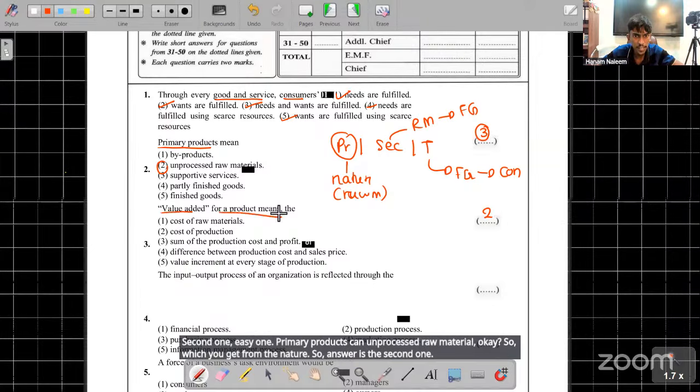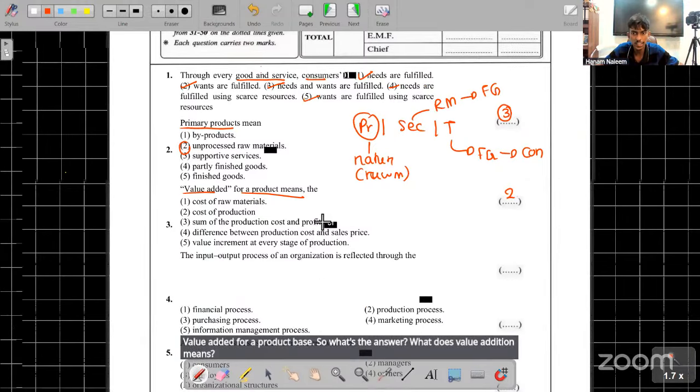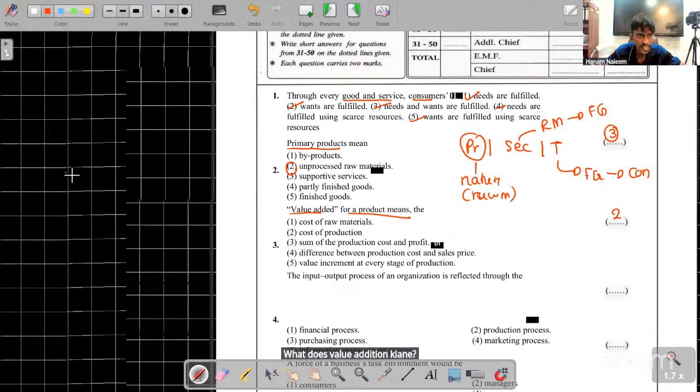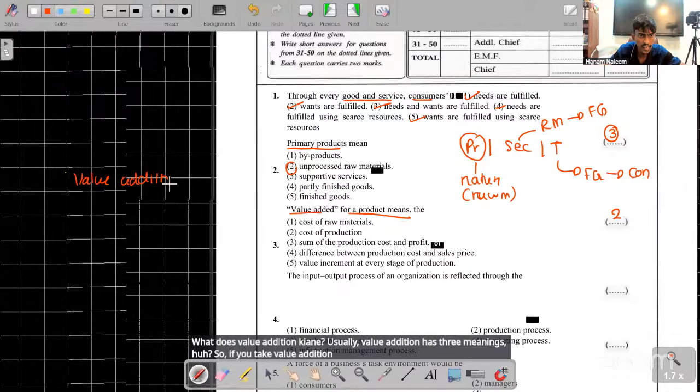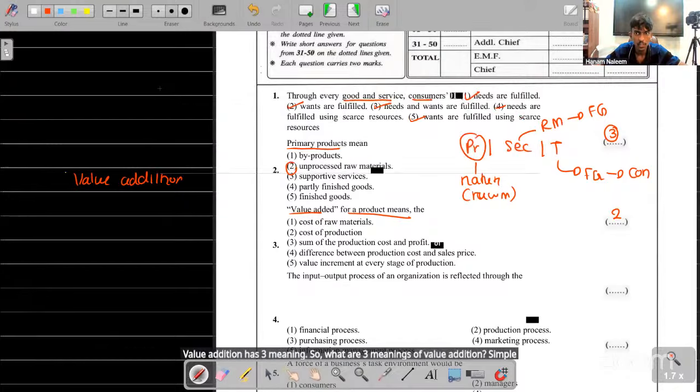Value added for a product means... So what does value addition mean? Usually value addition has 3 meanings. Okay, hold on. So what are the 3 meanings of value addition? Simple. The first one is you change the nature of inputs. You change the what? The nature of inputs.